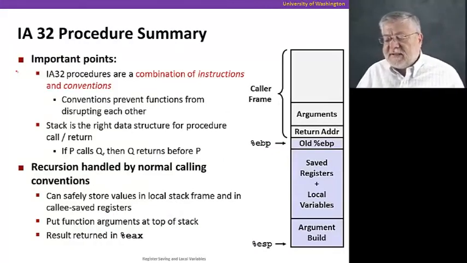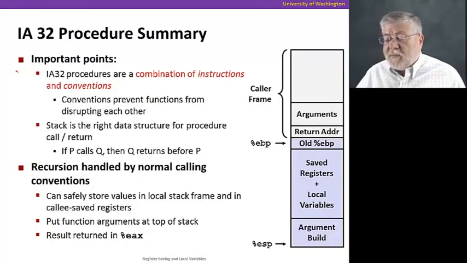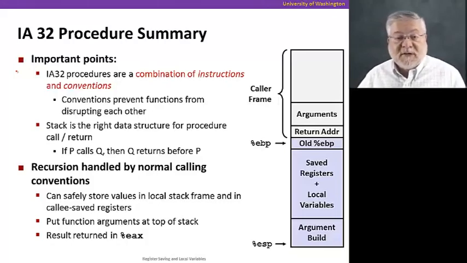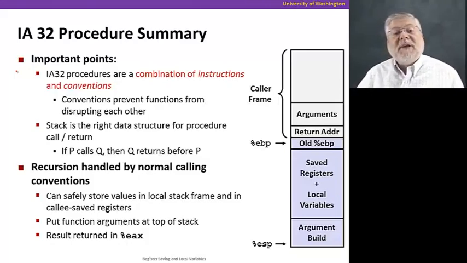Okay, so let's just summarize the IA32 procedure stack frame. The important point is there's a combination of instructions and conventions we need to use to get this to happen correctly. We have to prevent the functions from disrupting each other's correct behavior. Right? So that means not only figuring out where to return and pick up where you left off, but also making sure that they don't step on each other's toes and destroy the contents of registers that one function thought was going to stay the same.